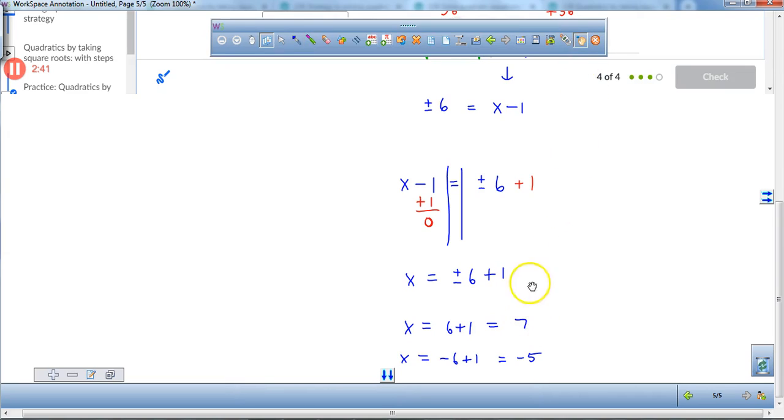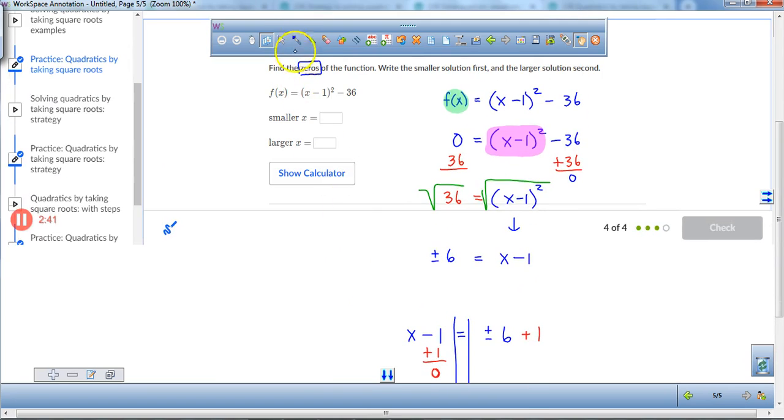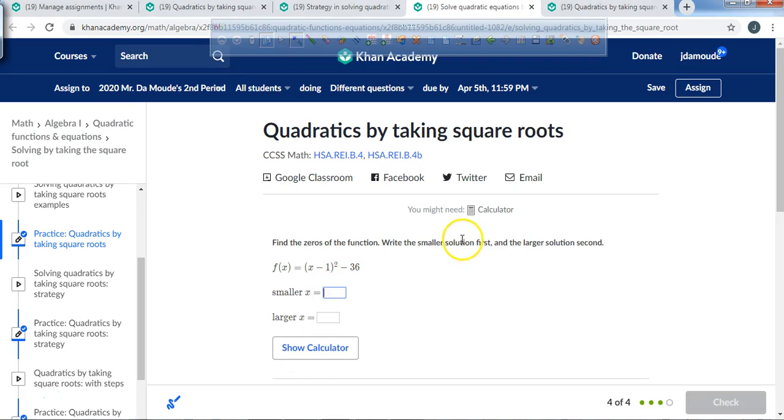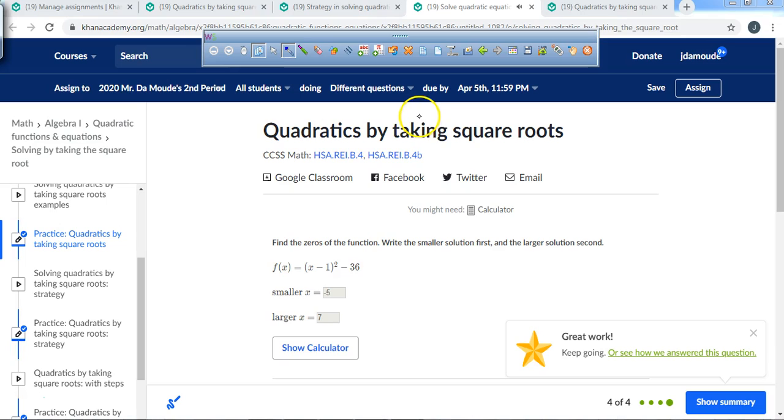So what am I going to do with these two answers of negative 5 and 7? The smaller 0 is negative 5, and the larger 0 is 7. And then I'm done. Negative 5, positive 7. Okay.